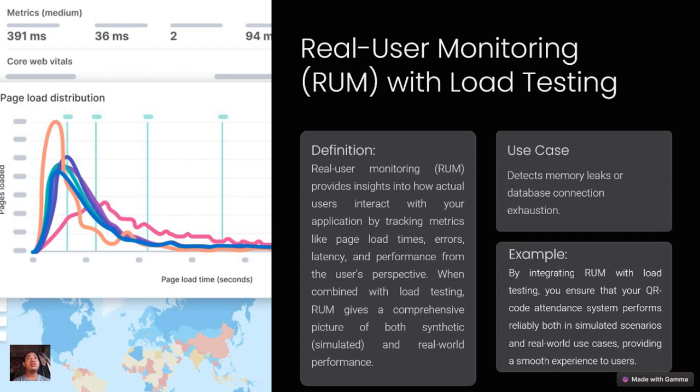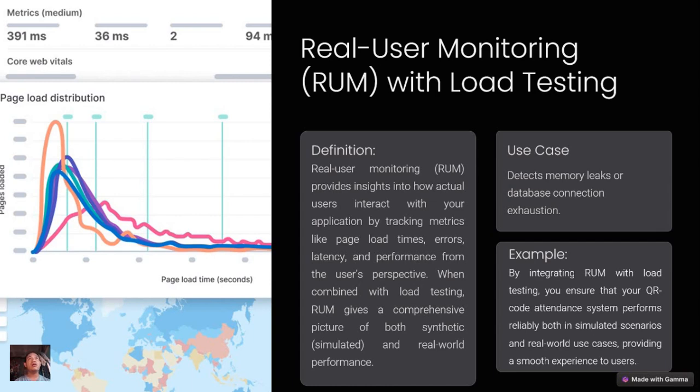Next is real user monitoring with load testing. So what is the definition? Real user monitoring provides insight into how actual users interact with your application by tracking metrics like page load time, errors, latency, and performance from the user perspective. When combined with load testing, RUM gives a comprehensive picture of both synthetic, simulated, and real-world performance.